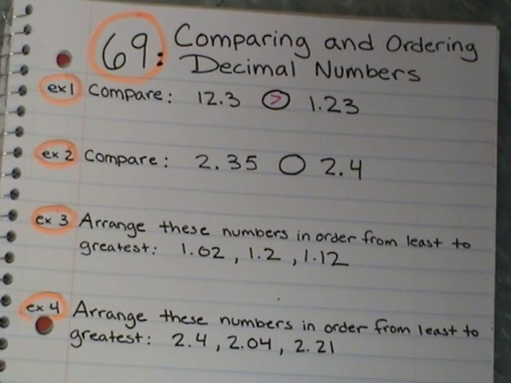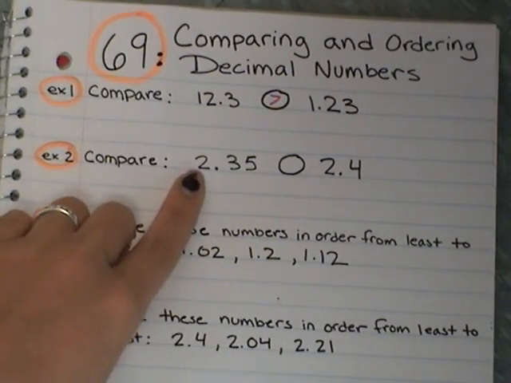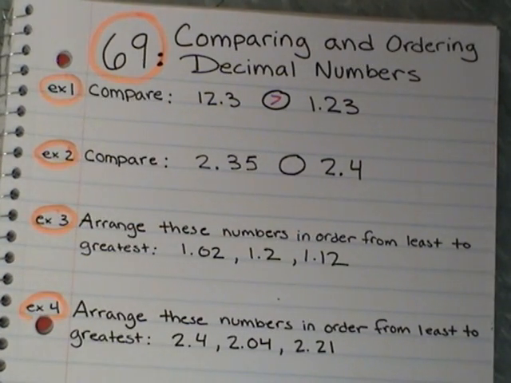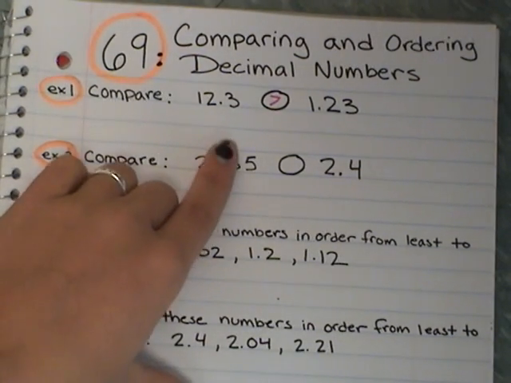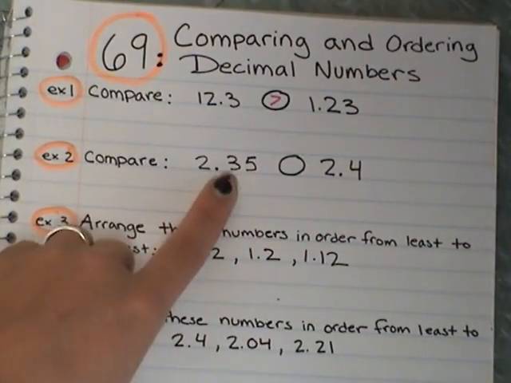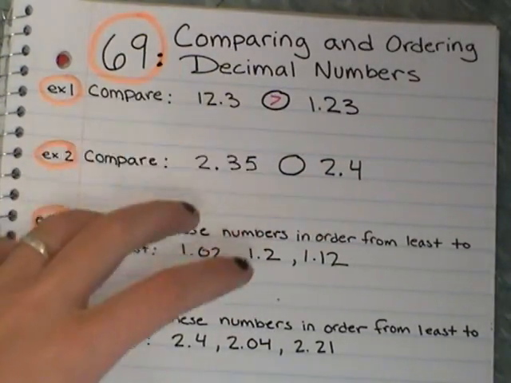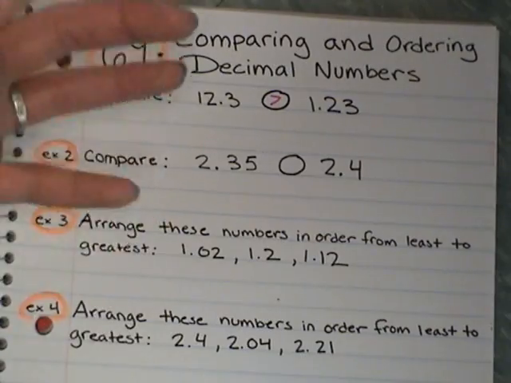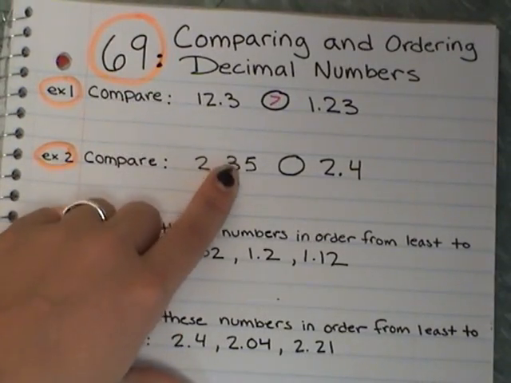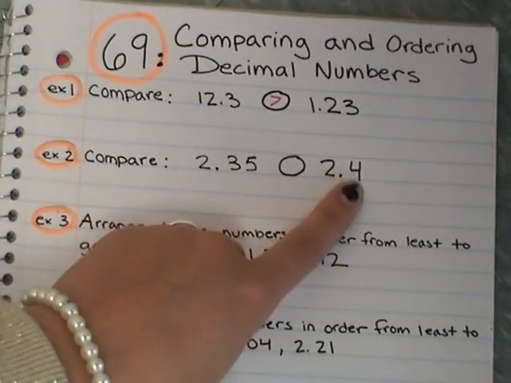I have 2 and 35 hundredths and 2 and 4/10. So the very first thing when I'm comparing to see if a fraction is bigger is I look at the whole number. And here I have 2 and here I have 2. So I know that they're exactly the same. Then I'm going to move to my tenths and see which one is bigger. So I have 3 and I have 4. Even though this number has more digits and it looks bigger, there are only 3/10 here, but 4/10 here.